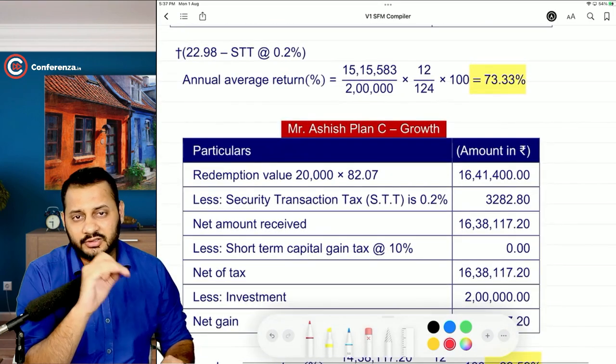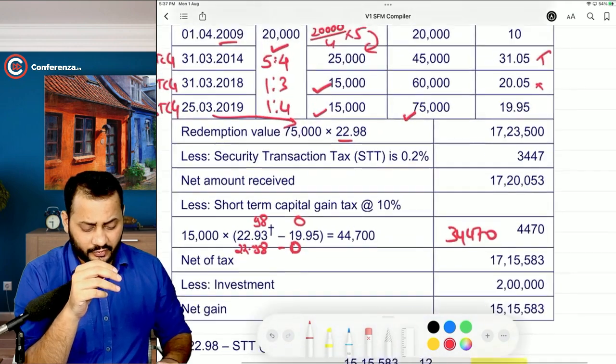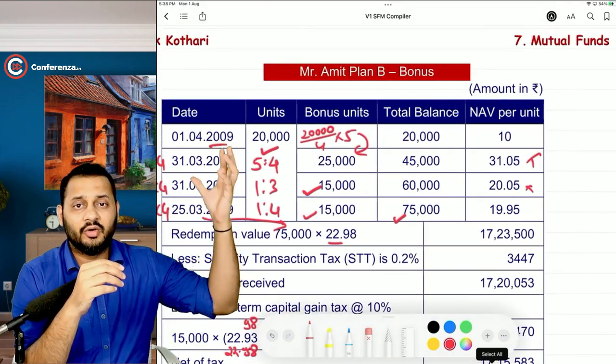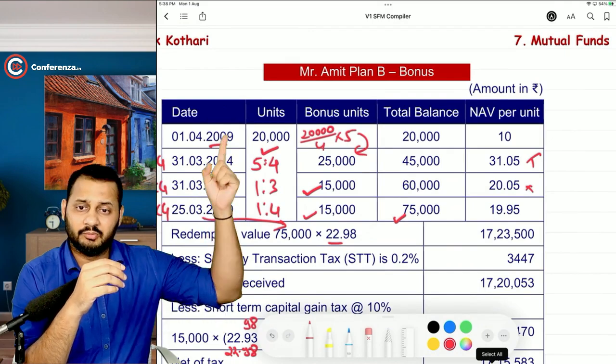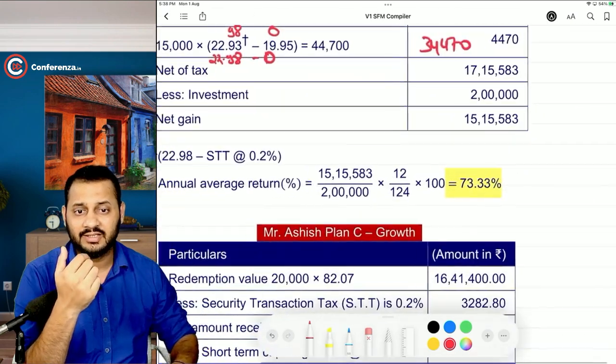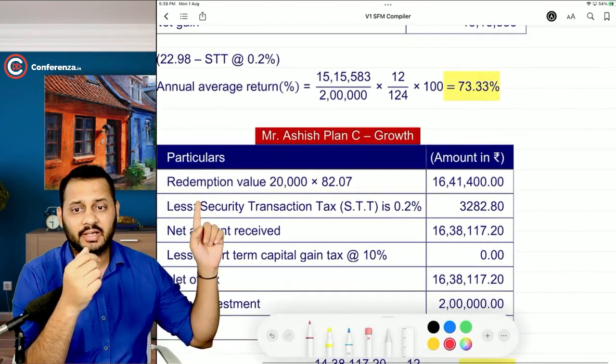Let's go to Mr. Ashish's plan. It's very simple. We don't have to do any kind of working in Mr. Ashish's plan because there are no additional units received in between. The number of units that you are purchasing and the number of units that you are selling in the growth plan is the same. So that's why we will start directly by selling it.